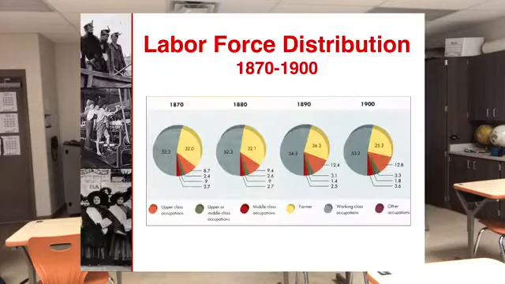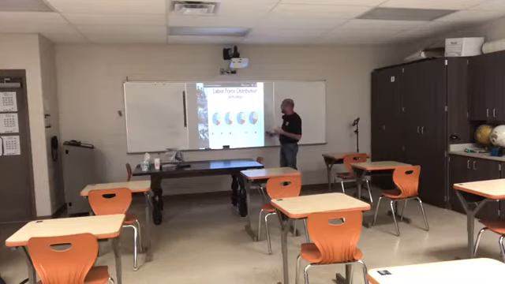So this is the labor force distribution from 1870 to 1900. And you can see that it's pretty stagnant, but farming is going down from 32% down to 25%. Everything else is pretty stable as we go on.